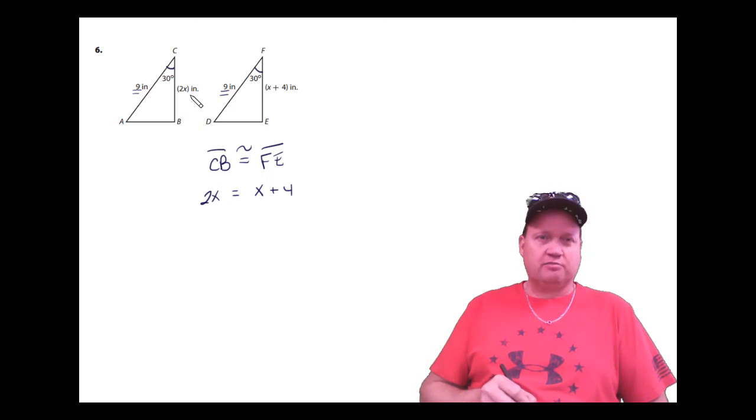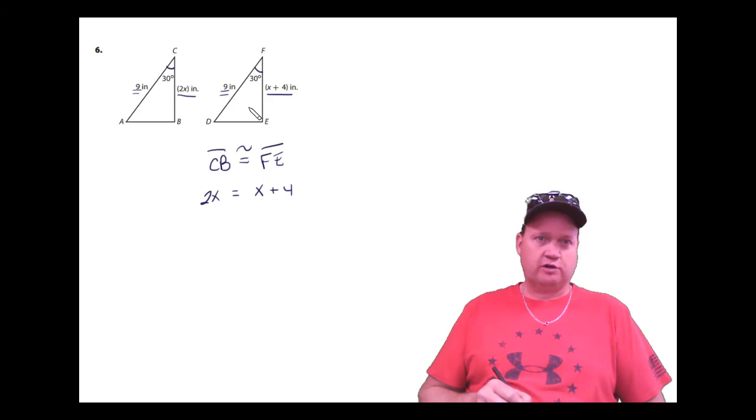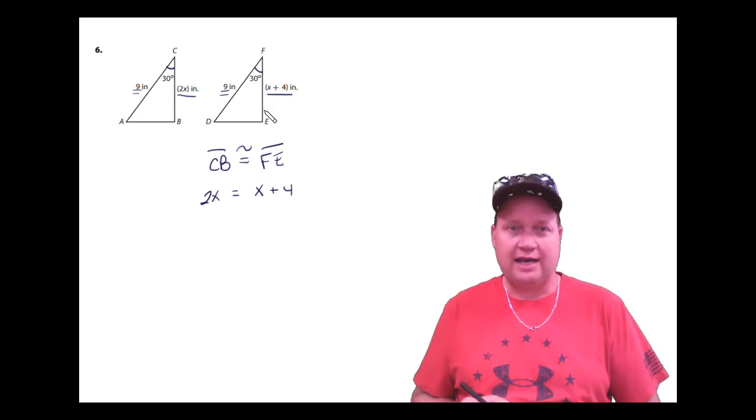But in these kinds of problems, it's really important to know what part is equal to another part. So for example, this side right here corresponds to this side, and if they're congruent, they have to be equal, because corresponding parts of congruent triangles have to be congruent.